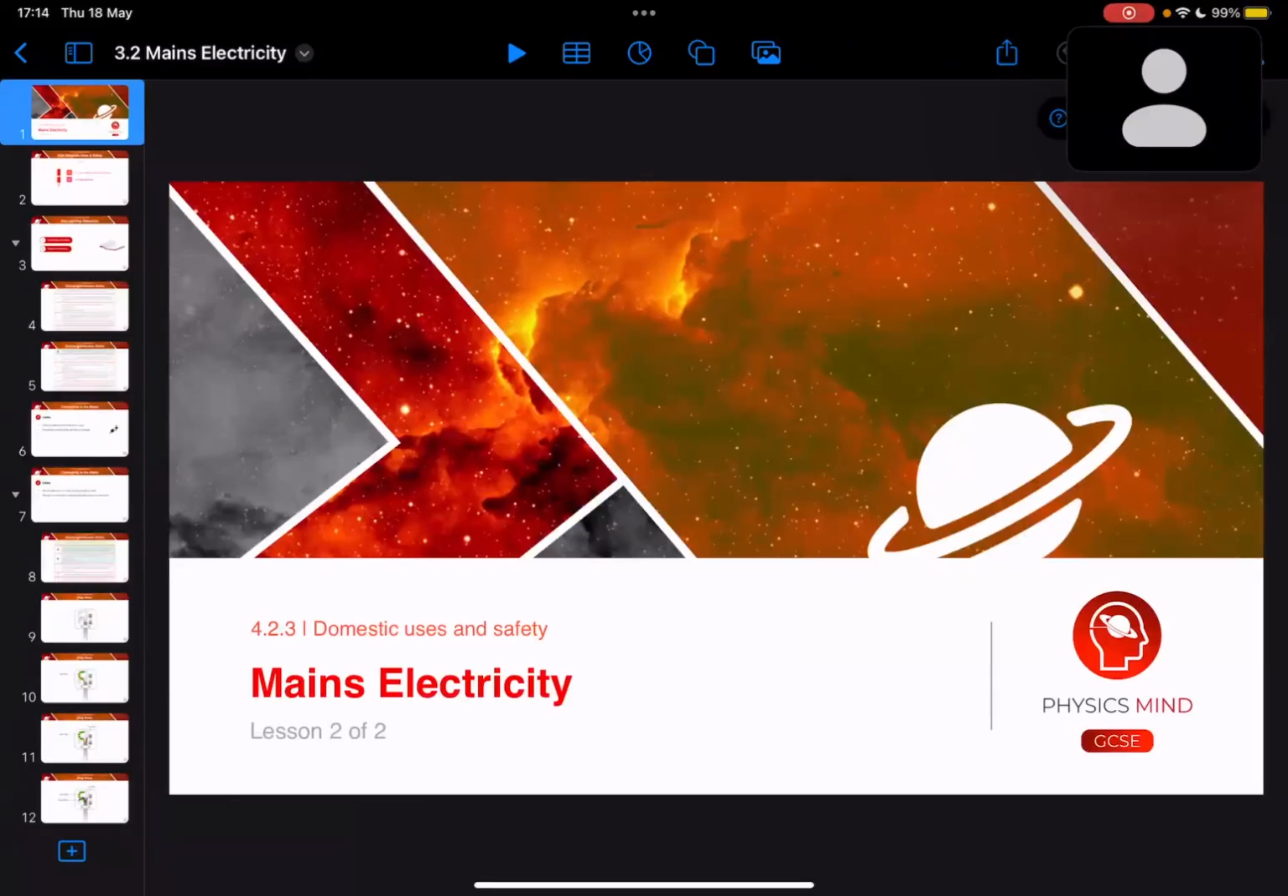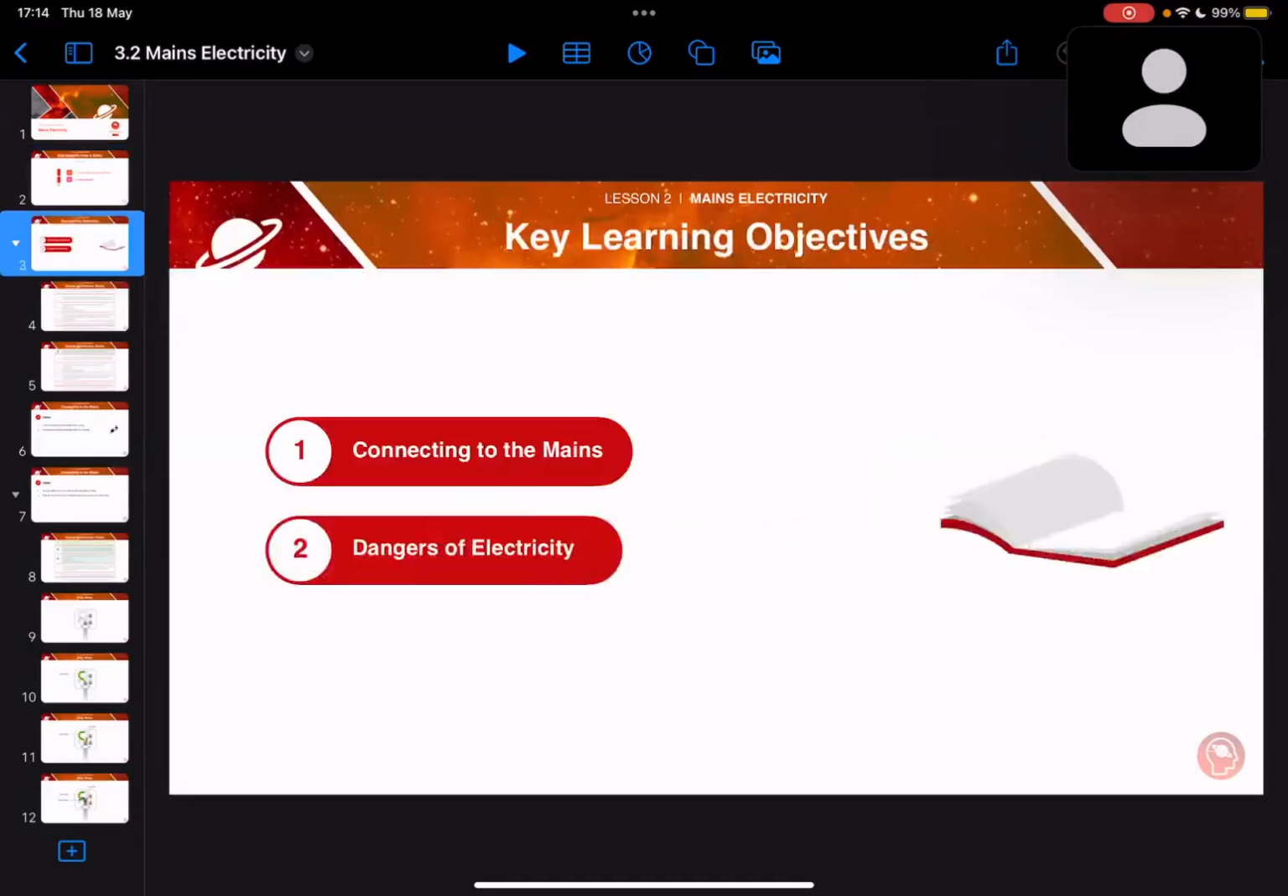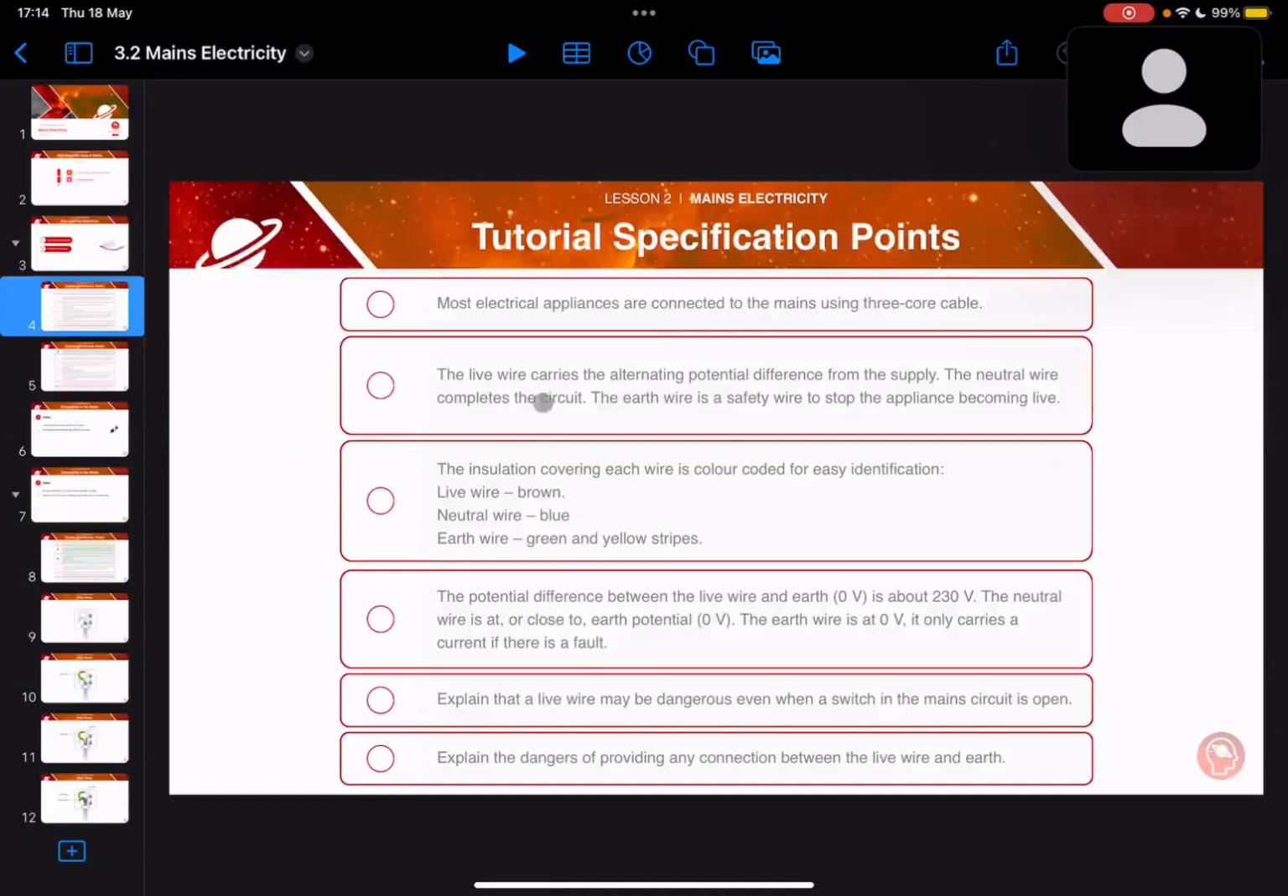We've already talked about the frequency of the mains, and we've also talked about the potential difference of mains, but we actually want to know how they work, right? How is that electricity coming through to the mains, and then how dangerous is it and why? Okay, so these will be your tutorial specification points. We'll talk about how most electrical appliances are connected to the mains using the 3-core cable. And then we'll talk about how the live wire, which is a part of this 3-core cable, carries a different potential difference. Then there's a neutral wire that we'll talk about, and then there's an earth wire that we'll also talk about. Then we'll talk about how to identify them, and the potential difference in them, and then why a live wire might be really dangerous if the circuit is open, and then potential dangers of any connection between the live wire and the earth wire as well.